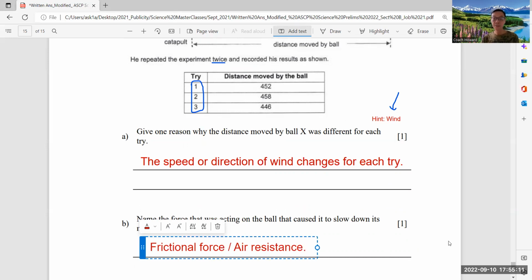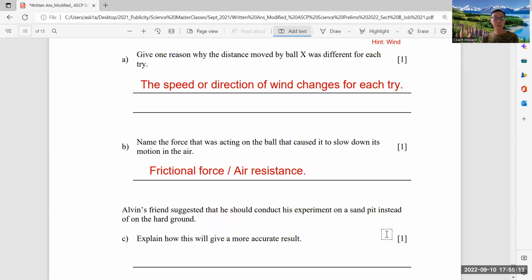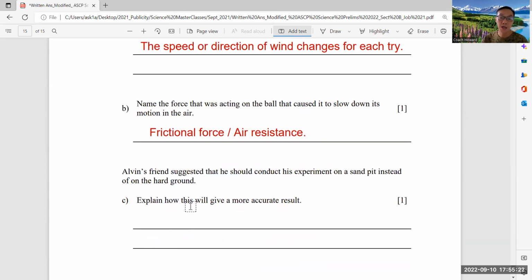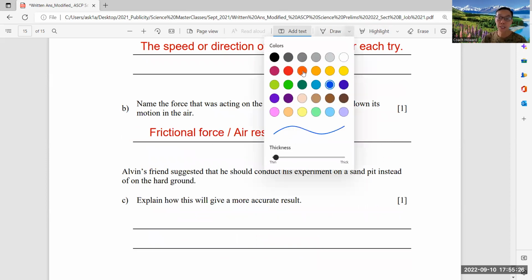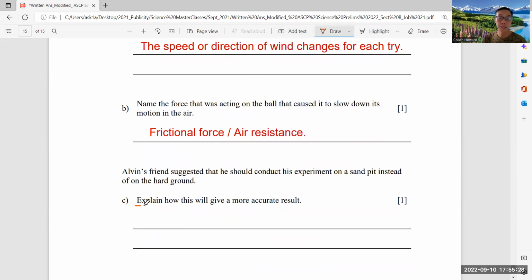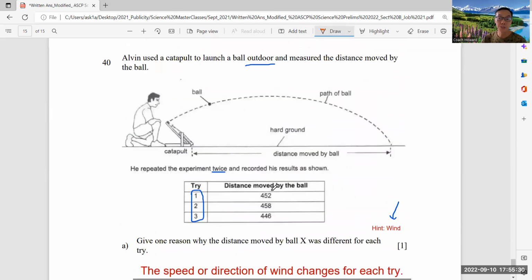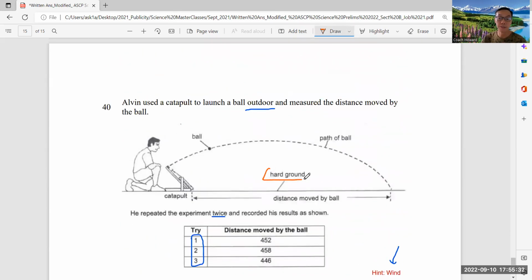Okay, this one. Next, Alvin's friend suggested that he should conduct his experiment on a sand pit instead of on the hard ground. Explain how this will give a more accurate result. So you notice here, I like this one. You need to explain because this experiment was carried out on hard ground. So you can also do this annotation.